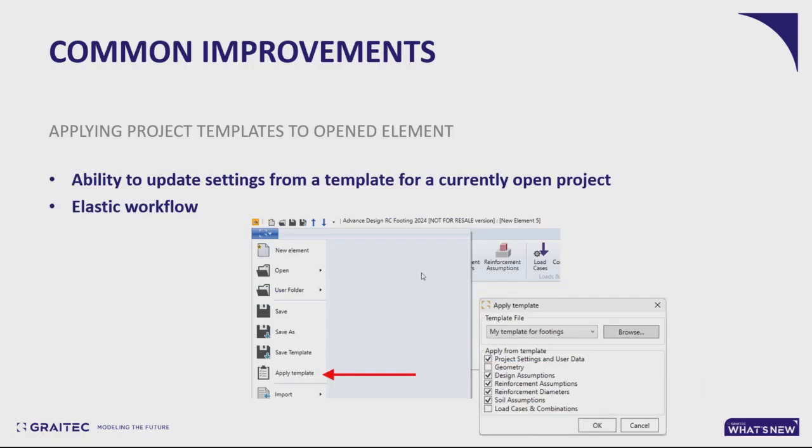Previously, in concrete modules, you could only apply your templates to a new project, or basically when you're starting a new project. But now it's possible to apply a project template to an already opened element in advanced design concrete modules. For example, after importing an element from advanced design, we can use this new command and just apply this template to that element. This is going to make the workflow much easier and faster.